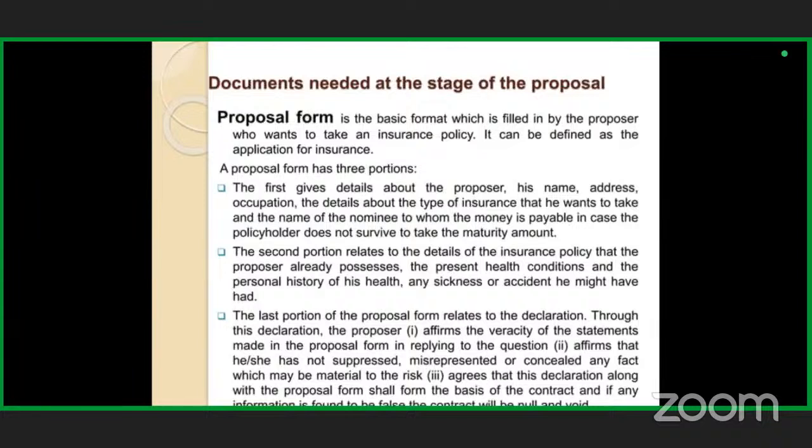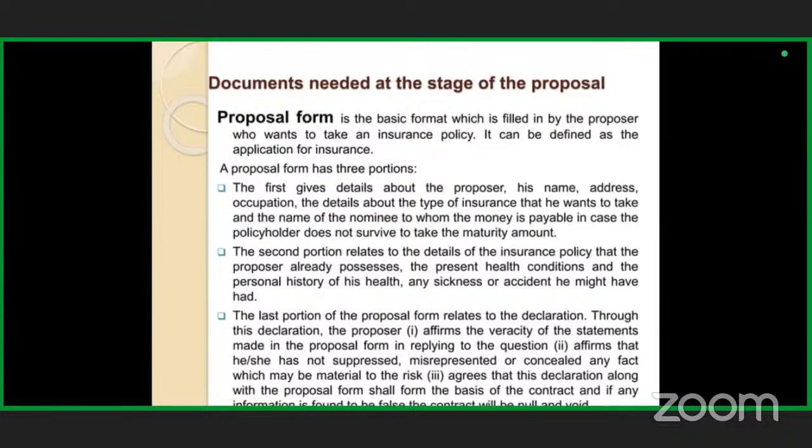So in the first portion of the proposal form, you give the name of the person taking the policy, his address, his occupation, what kind of insurance policy he wants to take, and who is the nominee to whom the money is payable when he is not there at the maturity period, meaning he has died, and the amount has to be received by the nominee.